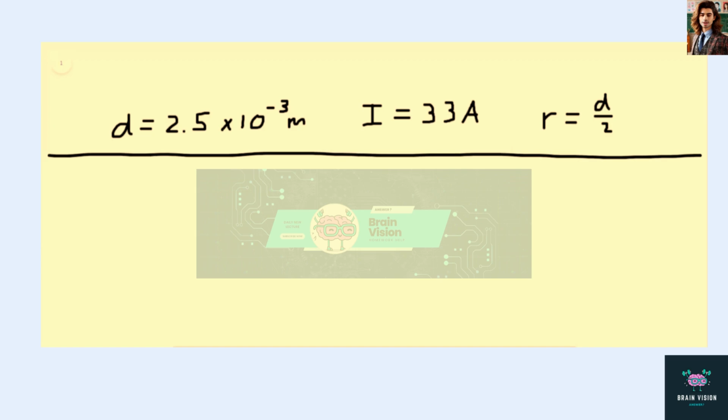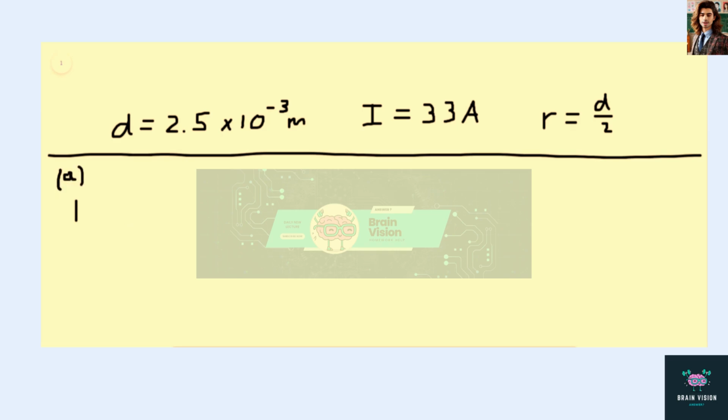For this question, we're considering a copper wire, which we're treating as a solenoid, I should say, that has a diameter d of 2.5 times 10 to the minus 3 meters, since it's 2.5 millimeters. Therefore, the radius would simply be d over 2, of course, and the current it's carrying, I, is 33 amperes. For part A, it wants us to find the magnetic field at the surface of the wire.